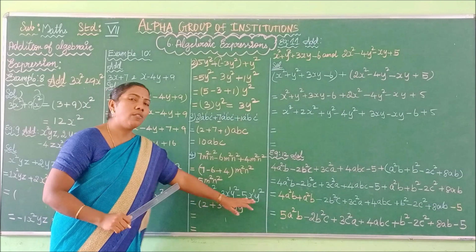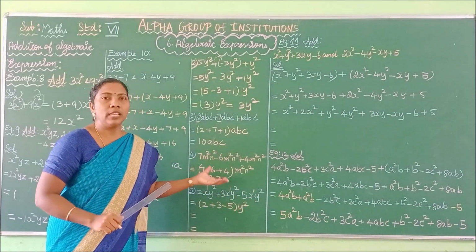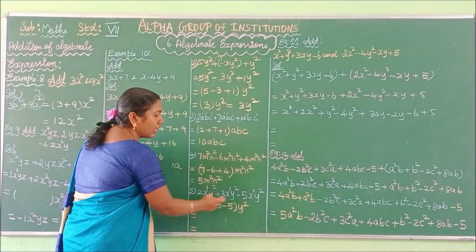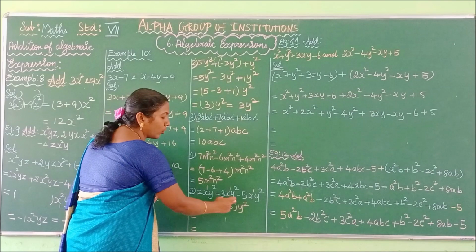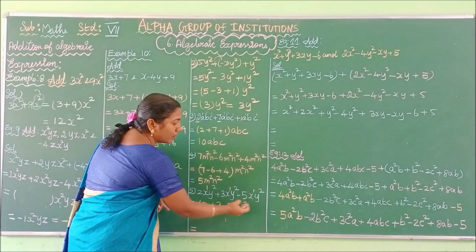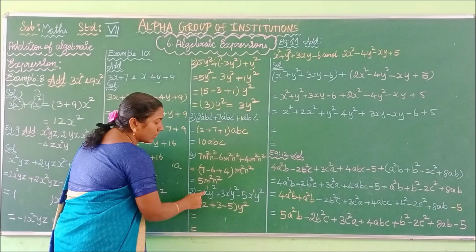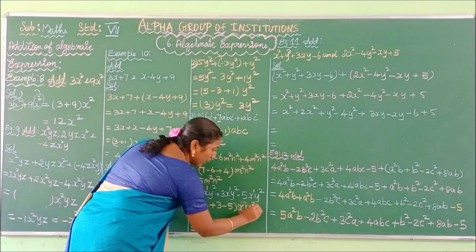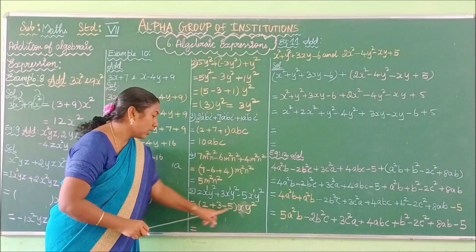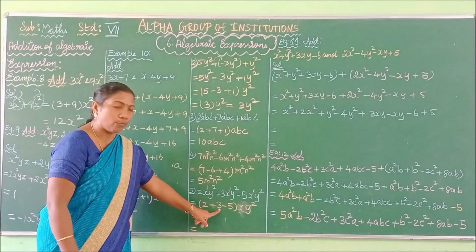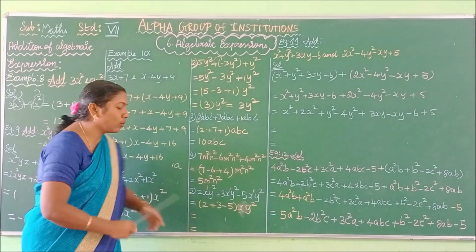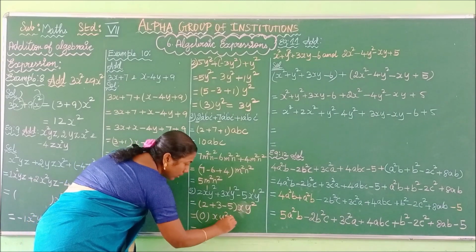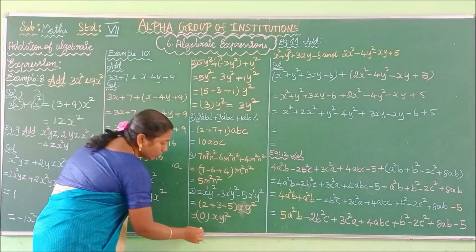How can we evaluate this expression? By evaluating their numerical coefficients. What are the numerical coefficients? 2 plus 3 minus 5. You have to write the numerical coefficients within the bracket, and after the bracket you have to write the variables. What are the variables here? x y square. Okay, now we have to evaluate this. 2 plus 3, what is your answer? 5. 5 minus 5, 0. So within the bracket you have 0, 0xy square. 0 times anything is 0. So your answer is 0.